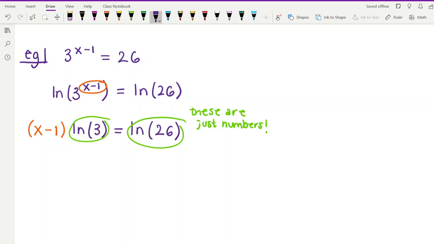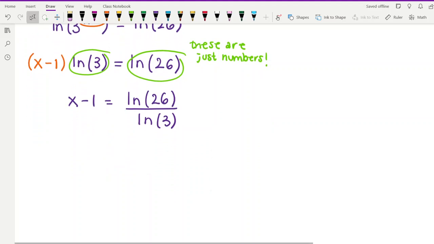So there's a couple of different ways you could go from here, but the easiest thing to do would be to divide both sides by ln of 3. Because the x minus 1 is already kind of factored out on its own, you might as well just divide both sides by ln of 3. If you really wanted to, you could also distribute. You could do ln of 3 times x and ln of 3 times negative 1. And that would just kind of give you a slightly messier looking but equivalent answer. So I would just divide both sides by ln of 3 instead. So that would give us x minus 1 is equal to ln of 26 divided by ln of 3.